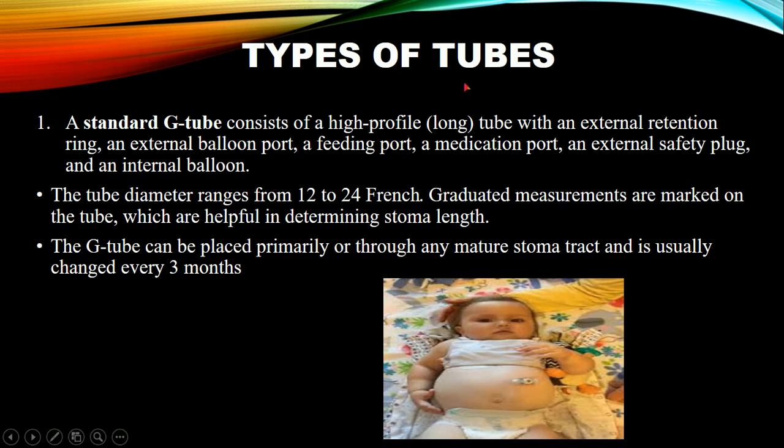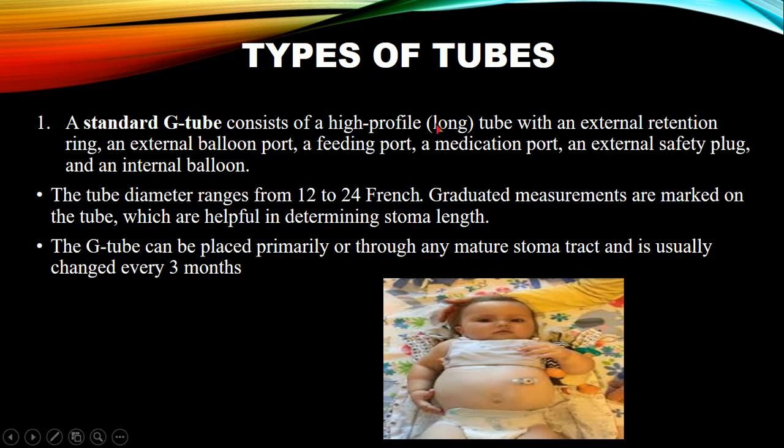So we have different types of tube here. First is a standard G tube. G tube, we are talking about gastrostomy tube, consists of high profile. We have two types of tubes here: one is high profile and one is low profile. High profile is with a long tube and low profile is something like a button, okay. Can you see this? This is a button one. Okay, so this button is low profile, and if you have a long tube, I will show slides on that, okay. So that is called as high profile.